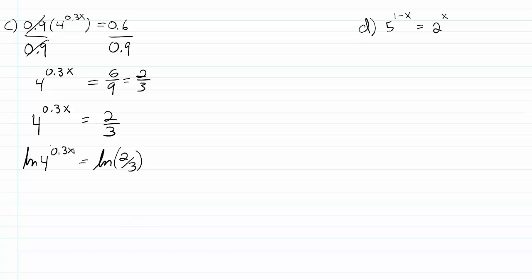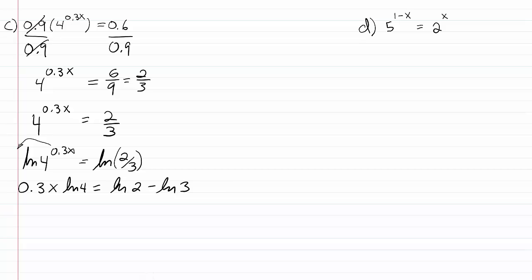Then from here, we can bring down this piece here. So we'll end up having the exponent come forward as a coefficient. It'll be 0.3x times the ln of 4 is equal to, I like to write fractions as a difference. So I like to say ln of 2 here minus ln of 3. Remember, you're able to do that, right? So a quotient can become the difference of two logs. So basically I'm writing ln of 2/3 as ln of 2 minus ln of 3. I just like that better. I think it looks cleaner.